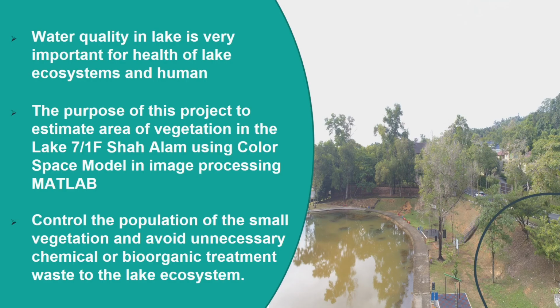In conclusion, water quality in a lake is very important for the health of the lake ecosystem and also for humans. The purpose of this project is to estimate the area of vegetation in lake 701 F, Shah Alam, using a color space model. By developing the image processing in MATLAB, we can control the population of the small vegetation and avoid unnecessary chemical or biomedical waste to the lake ecosystem.